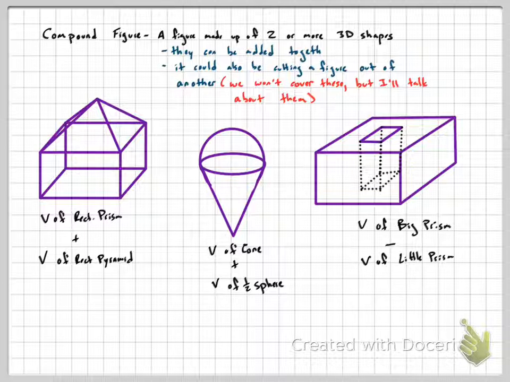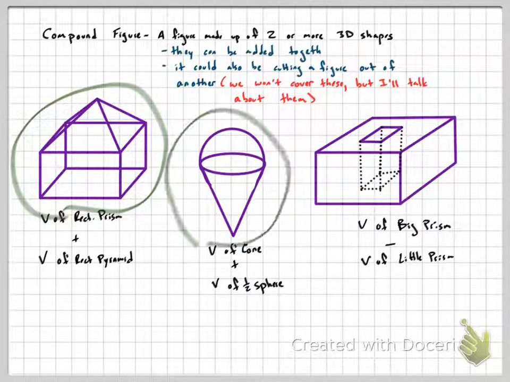But like I said, we're not going to probably do any of those type of problems. The main types you're really going to be looking at are the ones where we're going to be adding volumes together. So on the next slide, we're going to do two examples, and then you'll have a few problems for homework.